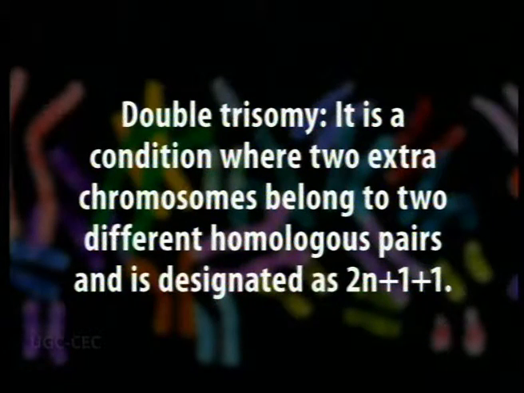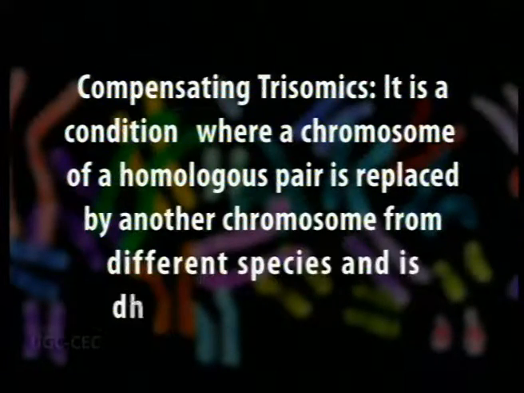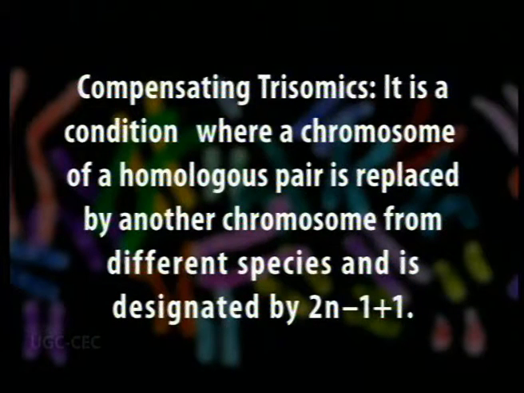by 2n+1+1 condition. Similarly, we have another situation known as compensating trisomic, where one of the chromosomes from a pair is replaced by another chromosome, but from a different species. So this condition is designated by 2n-1+1 condition, and such an individual is called compensating trisomic. Now, origin and production of trisomics, these different types of aneuploids.